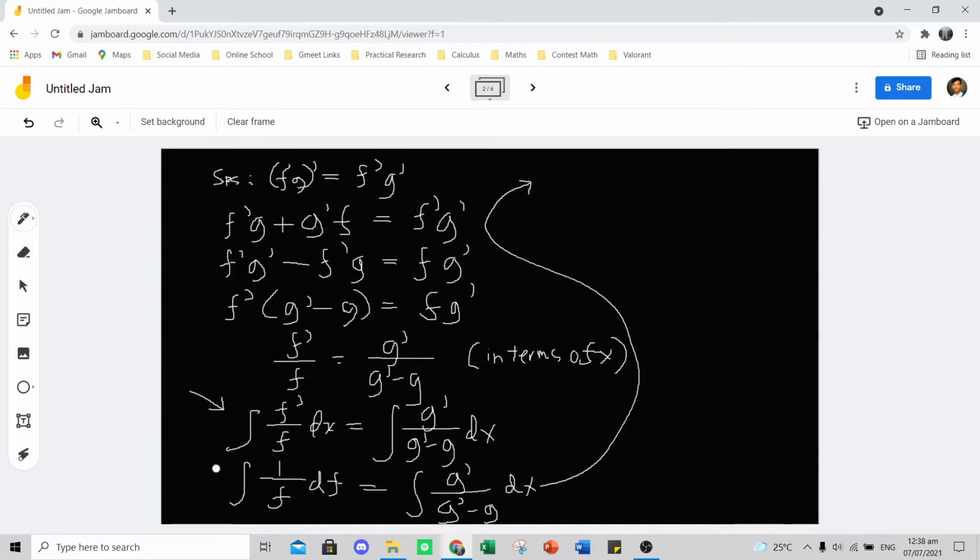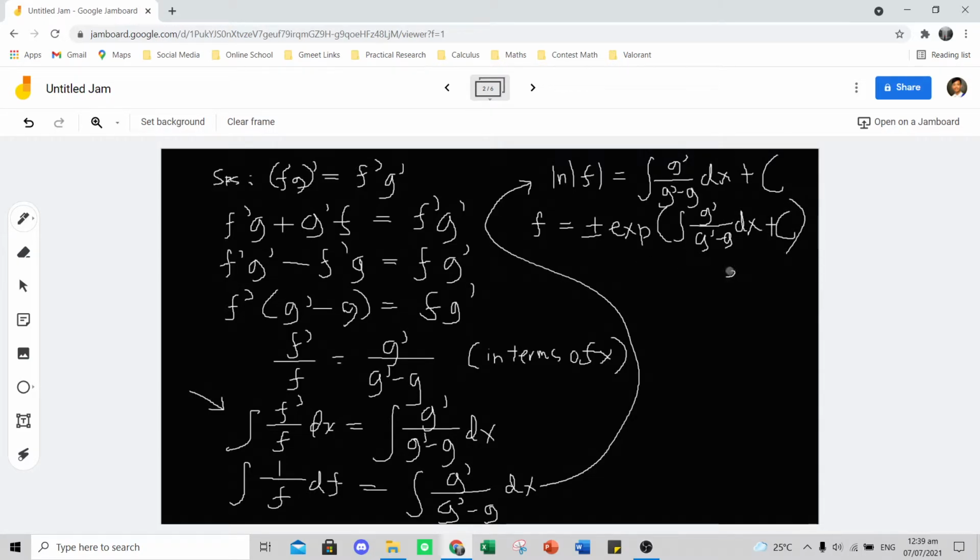And here we can get this integral. This is the natural log of the absolute value of f plus some constant c. So we can transfer it to the right-hand side, and we have the integral of g prime over g prime minus g dx plus c. And here we can exponentiate both sides and negate the absolute value. So we have f equals plus or minus exp of the integral of g prime over g prime minus g dx plus c.